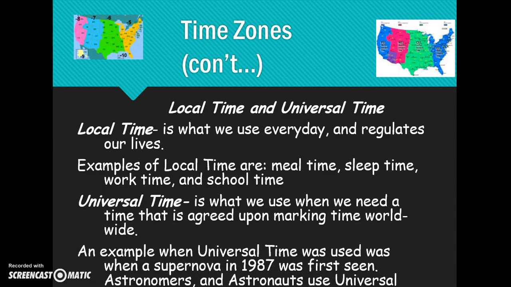Local and universal time. Local time is what we use here at school. It regulates our lives. Meal time, sleep time, work time, school time. Universal time is what we use when we need a time that is agreed upon by the world, marking the time worldwide. That way, globally speaking, we know exactly what time it is, or approximately what time it is in different countries around the world.